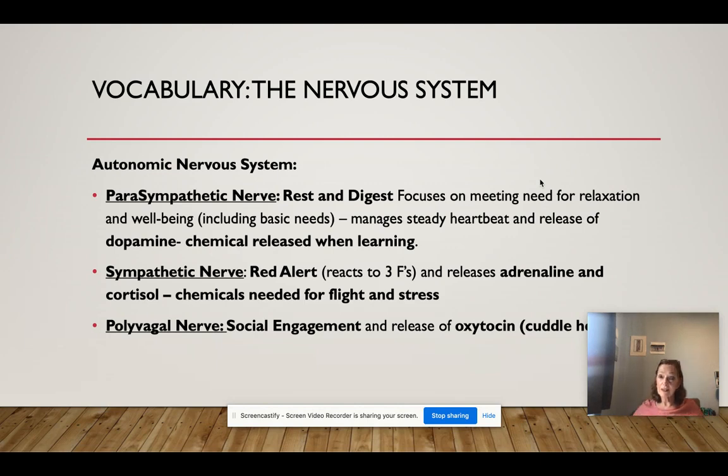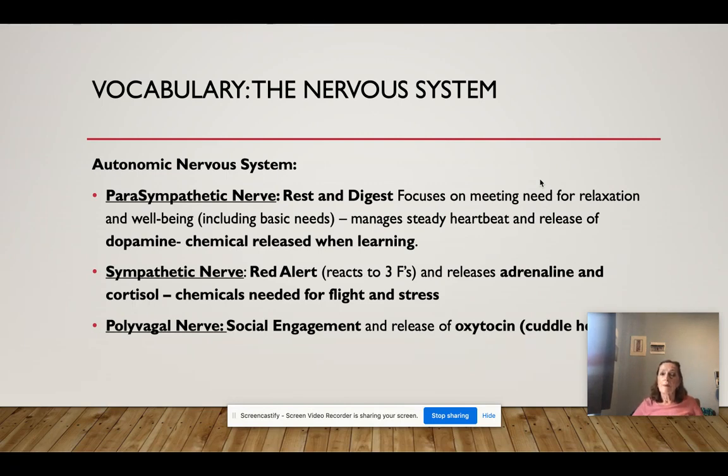Now, the sympathetic nerve is the red alert. That's fight, flight, freeze. We need to get some adrenaline going because you need to move. You need to get out of here. This is really important. This is an unsafe situation. And also cortisol. Cortisol is the stress hormone. So they're the chemicals that are needed for flight, and they're dealing with stress. Okay, it's like survival in a situation.